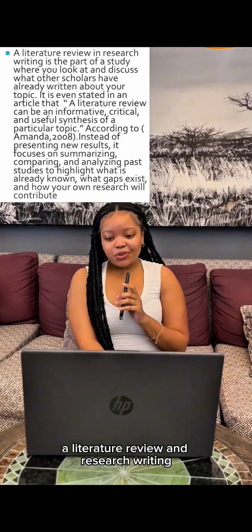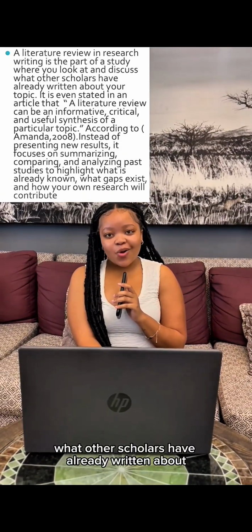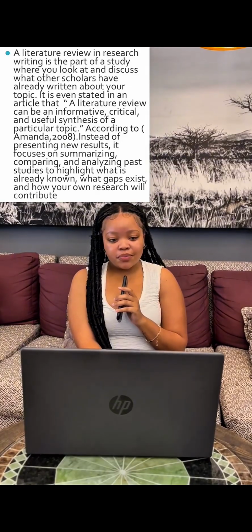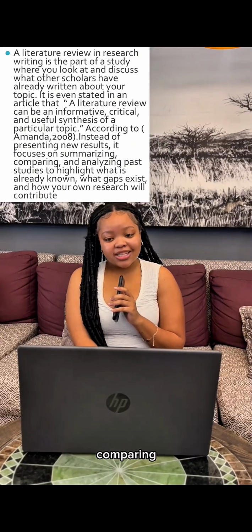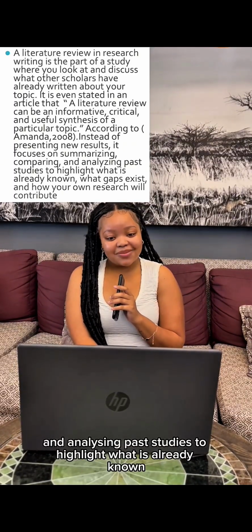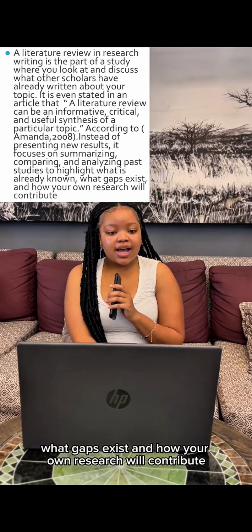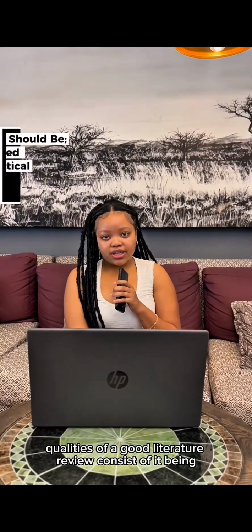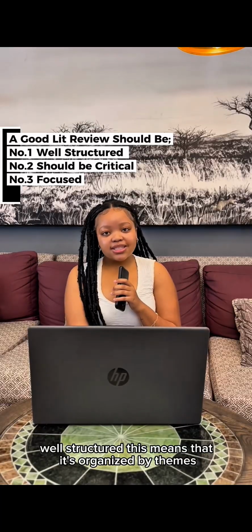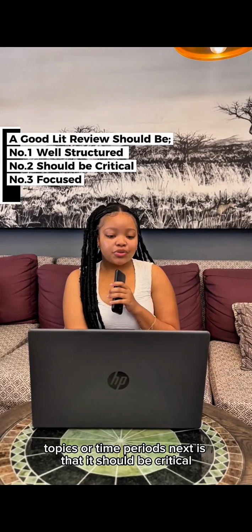A literature review in research writing is the part of a study where you look at and discuss what other scholars have already written about. Instead of presenting new results, it focuses on summarizing, comparing, and analyzing past studies to highlight what is already known, what gaps exist, and how your own research will contribute. Qualities of a good literature review consist of it being well-structured. This means that it's organized by themes, topics, or time periods. Next, it should be critical.